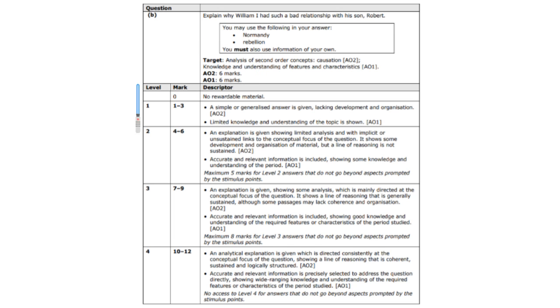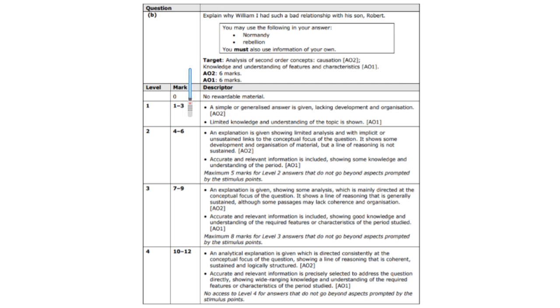You have to add some of your own, okay? Because as you can see here, when I go through the mark scheme, it tells you you are limited if you don't go further than it, shall I say. So this question is an analysis question, okay? This is more than just knowledge and understanding. This is an explain and analyze, and you are looking for the causes of something. You are looking for the reasons why William had a bad relationship with his son Robert.